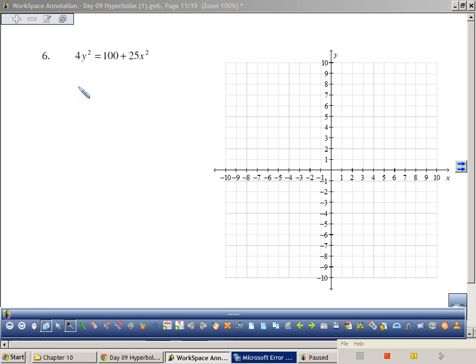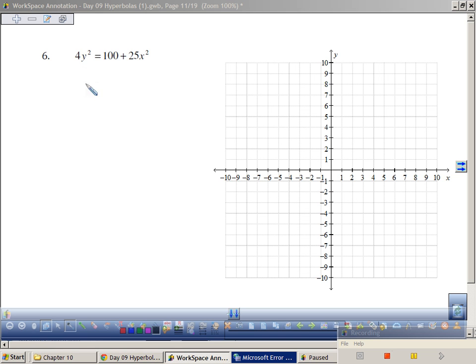Okay. All right, so how do I need to change this? What's the first step I need to change? No. I don't want to see anybody packing up. No, I don't want to divide by 4. I got to move stuff. What do I want to move? The 25 needs to come over here. What will it become? Negative. Do we write a negative first? No, so which one's going to come first? 4y squared minus 25x squared equals 100. Now what would you do? Divide by 100.